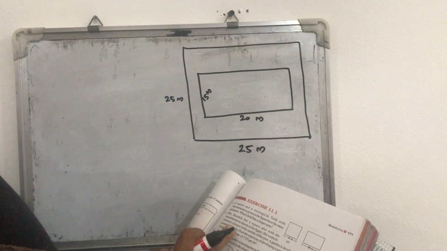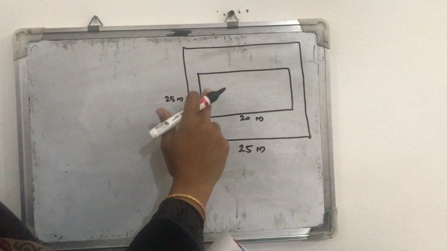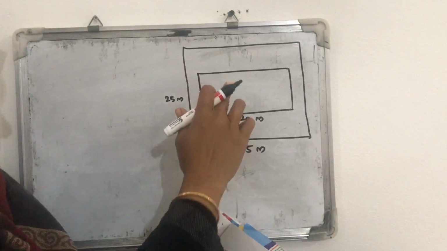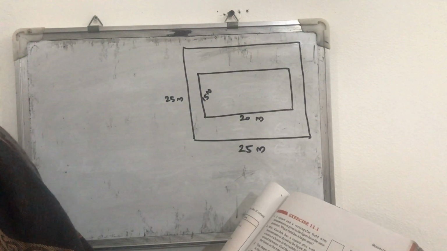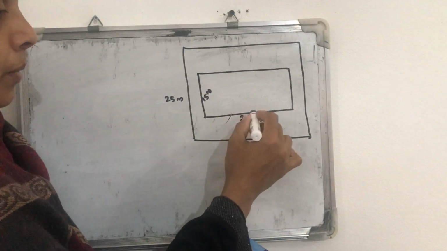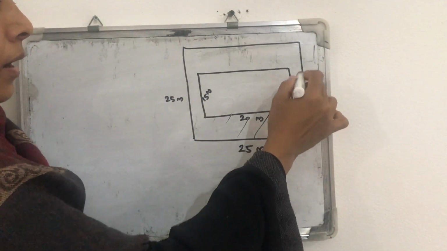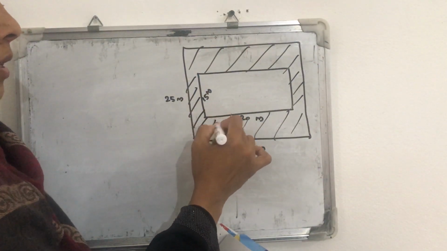She wants to construct a house in the middle of the plot. This is the house, this rectangular part is the house. A garden is developed around the house. This shaded part we can take as the garden of that house.